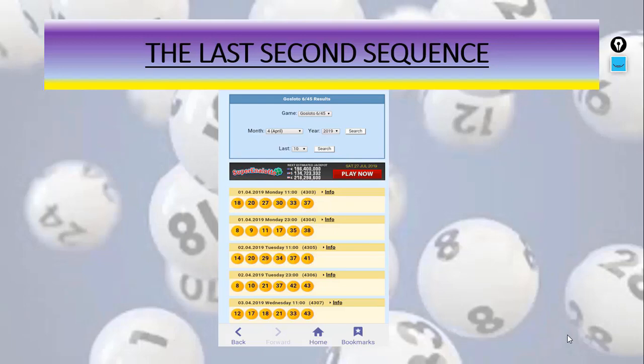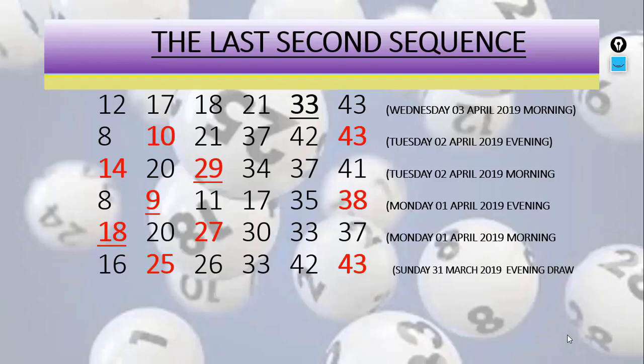So after accessing the results, I then present them on a table as follows. Make sure that your table is neat and properly spaced. As you can see, on Sunday, the 31st of March 2019, for the evening draw, the results were as follows: 16, 25, 26, 33, 42, 43.